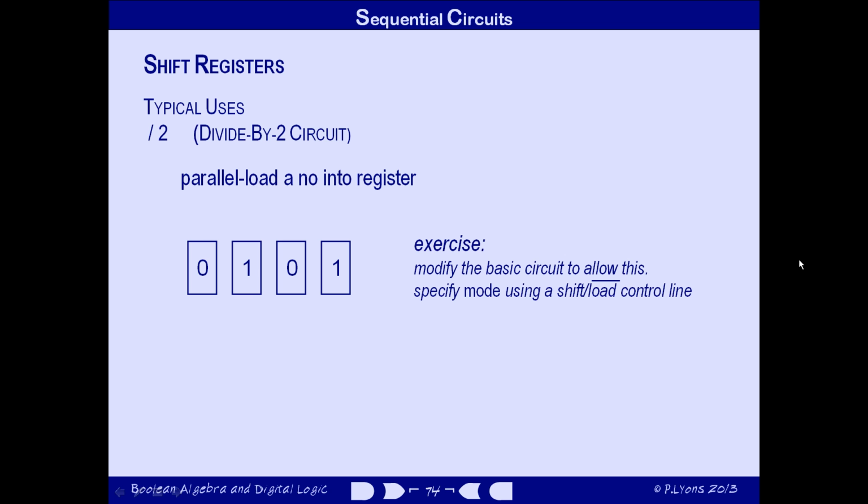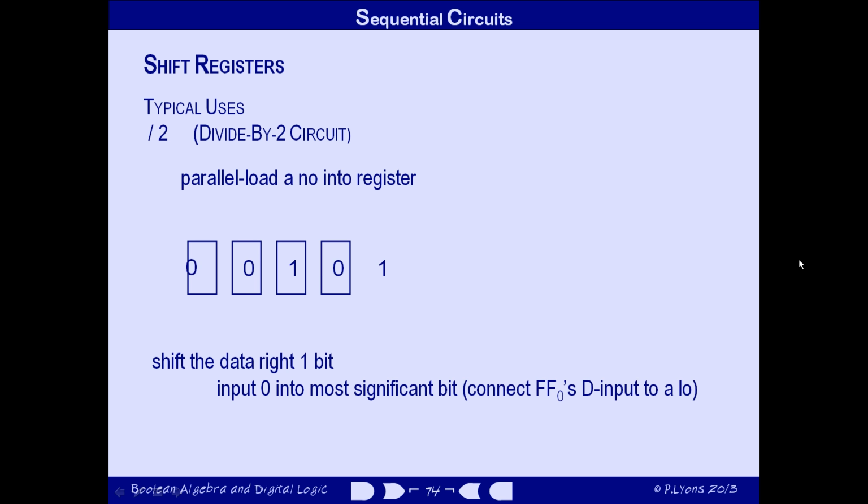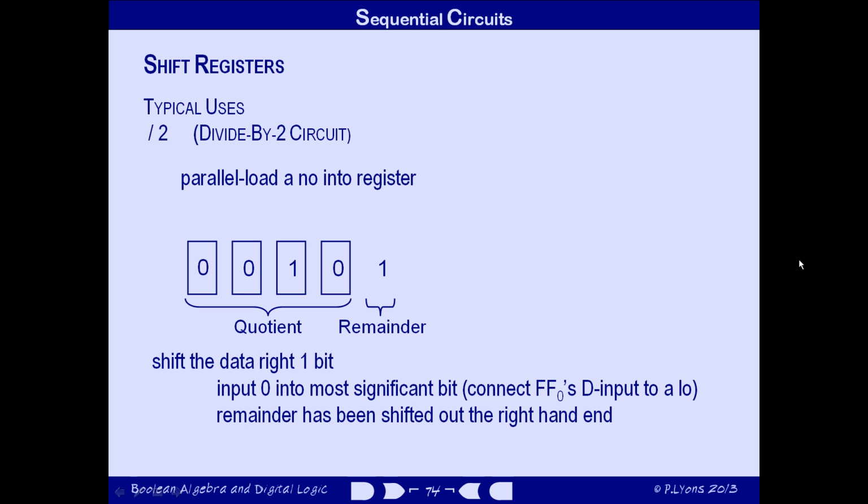So we load a word of data into all 4 flip-flops of the register in parallel, shift the data right 1 bit using the standard shift register behavior, ensuring that something sensible is input into the data input on the left, and we've divided our original number, which was 5, by 2, producing a quotient of 2 and a remainder of 1. Whether we store the remainder in another flip-flop or throw it away depends on the situation in which the divide by 2 circuit is used.